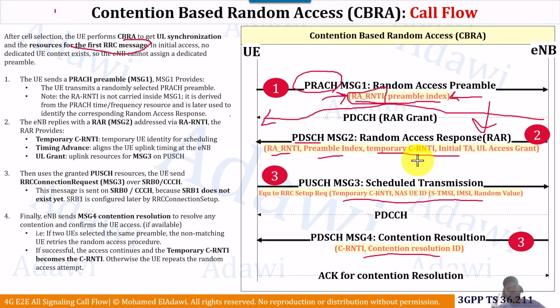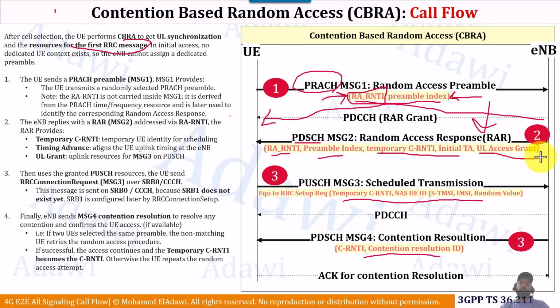And again, we can use this one for the traces. Also, as I mentioned in the previous slide, it will send the initial time advance command in order to tell the user that in the next message, when you send uplink, we need to do some adjustment in your timing to have a very good synchronization between the UE and the unit B, because there might be hundreds of UEs, and each one has a different distance. So each one has a different propagation delay. So there should be an instruction from the NLP to the user to align the timing between different users and to this particular UE.